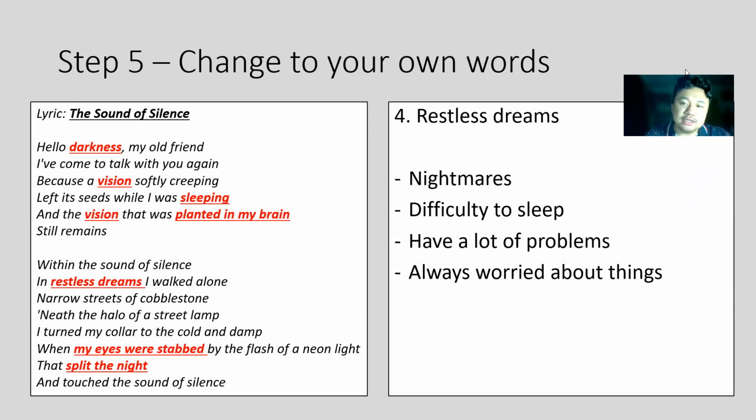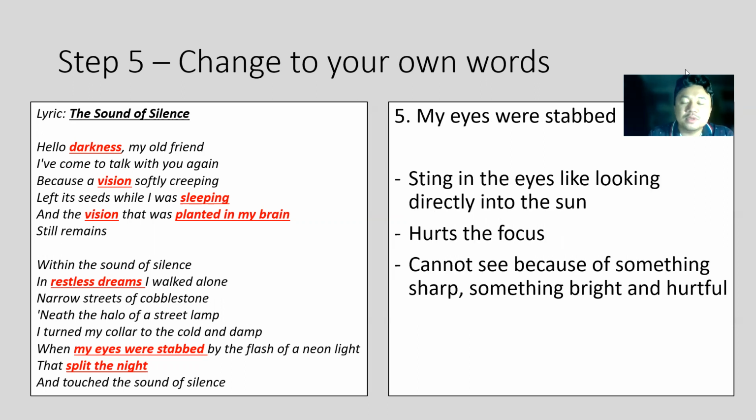Number 4 is restless dreams. You can think about nightmares, something haunting, eerie, something that makes the writer unable to sleep, difficult to sleep, maybe because of personal problems, maybe because of unsolved issues, something that worries the writer, okay? So that's why he used words such as restless dreams.